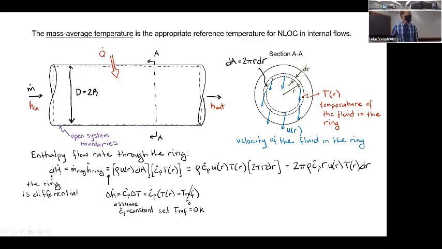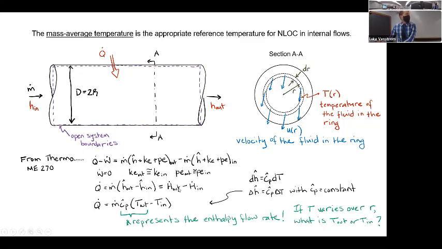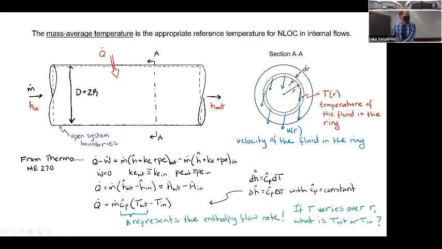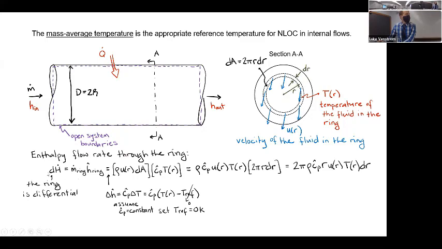So I'm just saying the ring is differential. So I have an H dot with a little d in front of it, but the H dot represents the same thing. It's the enthalpy flow rate, but this is the little tiny differential piece associated with this one ring. And I can represent that just like we did over here, m dot times H. Same idea here, right? It's whatever the mass flow rate is through this ring times the enthalpy of the fluid in this ring. This is the specific enthalpy in joule per kilogram Kelvin, right? So when I multiply by a mass flow rate in kilogram per second, I get a power in watts, a joule per second. It's the same idea.